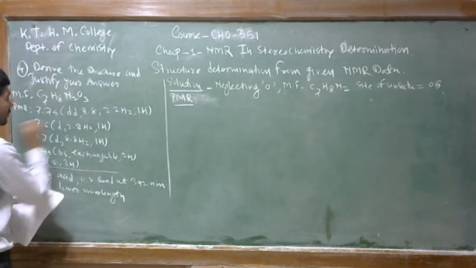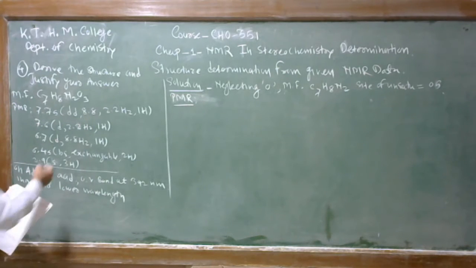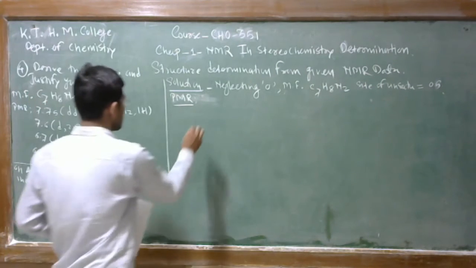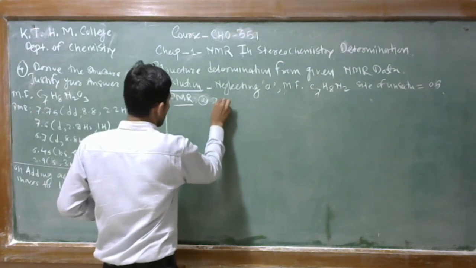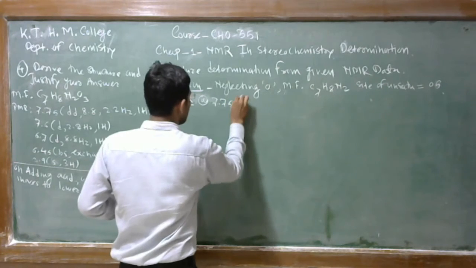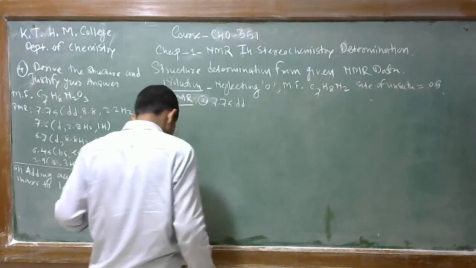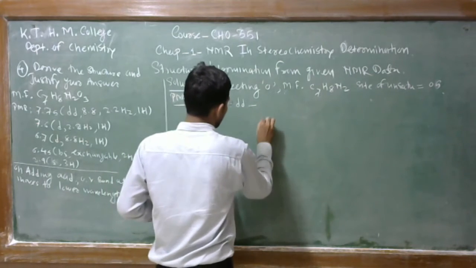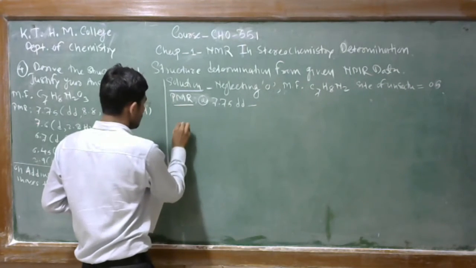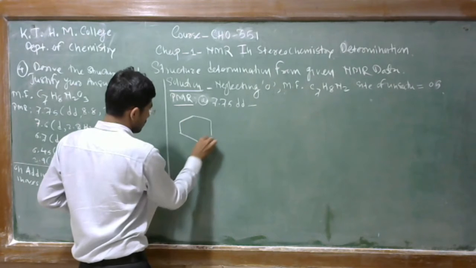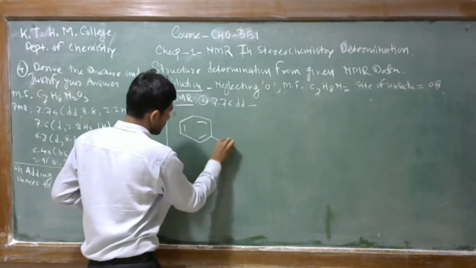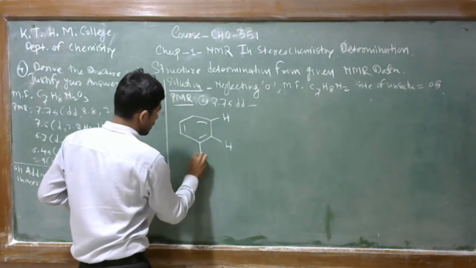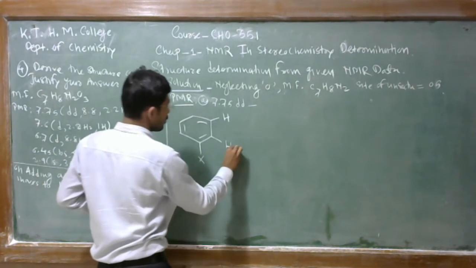So both couplings, which is it? That is the meta coupling. Here also there is ortho coupling. So the first signal, 7.75 doublet of doublet. What this indicates? This indicates that in our possible structure, a situation like this is present: this proton is present, this is also present, and here group X is present.